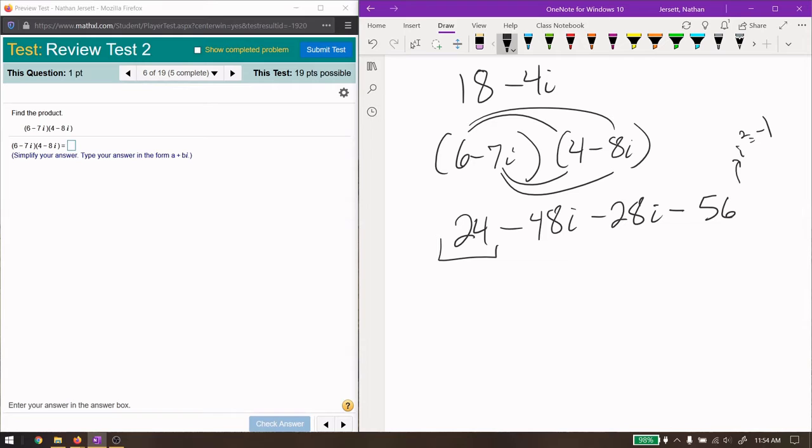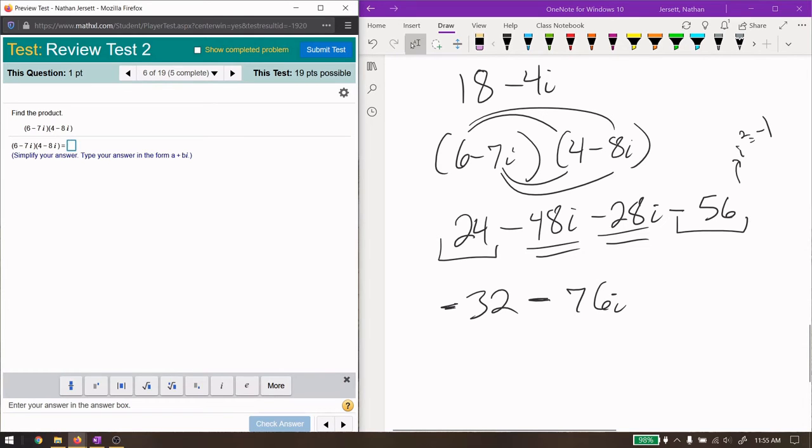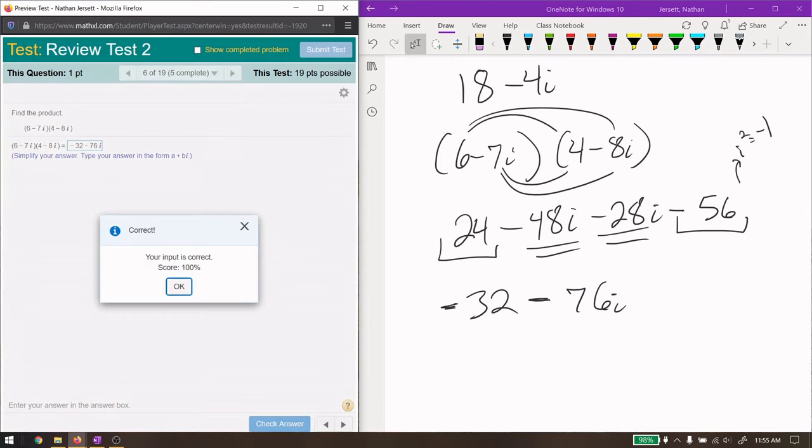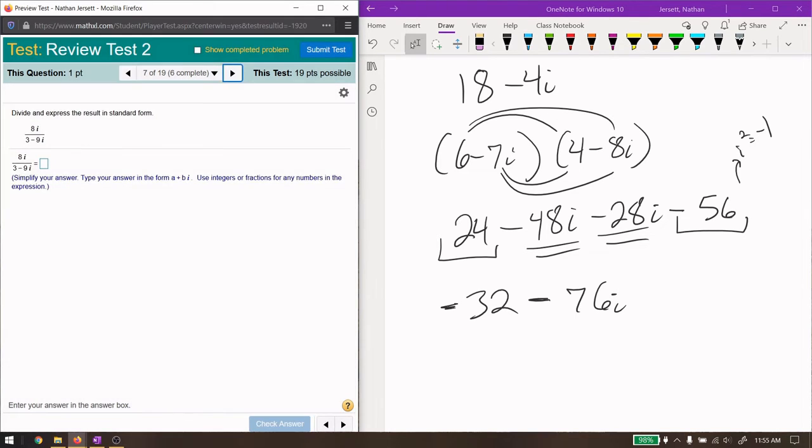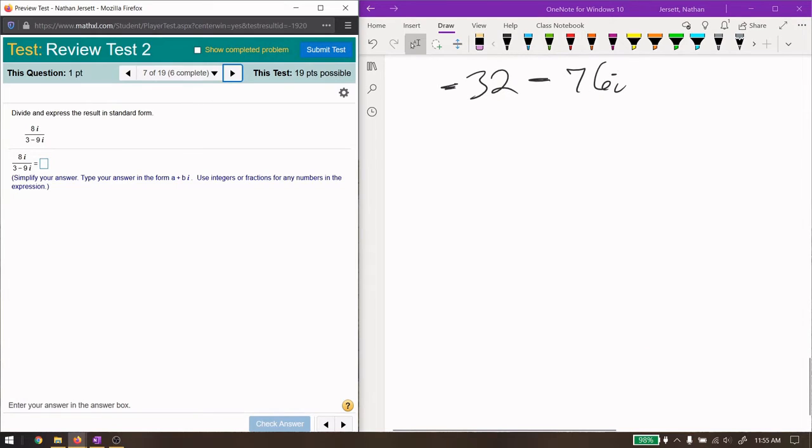Okay, so now we have 24 minus 56. I'm just combining like terms here. 24 minus 56 is negative 32. Negative 48 minus 28 is negative 76i. Hopefully I did my arithmetic correctly. I did, good. Okay, to divide, we multiply by the conjugate.